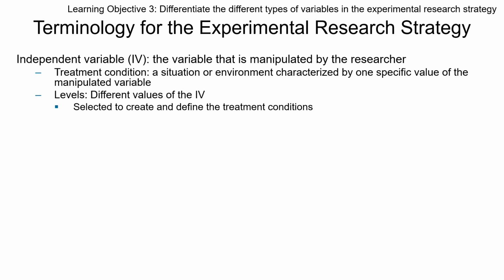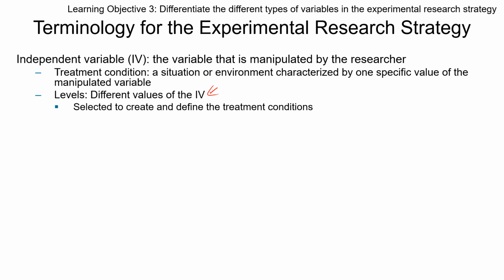You're assigning people. So you're manipulating that variable by assigning people to these groups. Then we'll have levels of the independent variable. And the levels of the independent variable are the different treatment conditions. So I've been using examples with two groups here. You give them drug A or drug B, but you could have more than that. You could have drug A, drug B, or drug C. In that case, you'd have 3 levels.